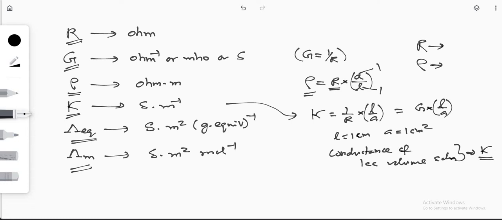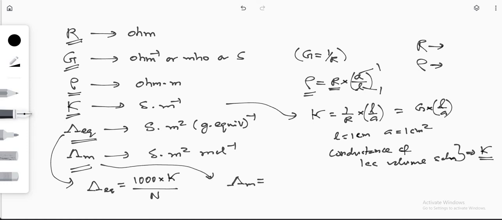What is the expression for equivalent conductivity? Equivalent conductivity is 1000 kappa, if kappa is given in Siemens centimeter inverse unit, then 1000 should come in the numerator: 1000 kappa by normality of the solution. What is the expression for molar conductivity? Molar conductivity lambda m equals 1000 into kappa by molarity of the solution. So remember all these expressions.